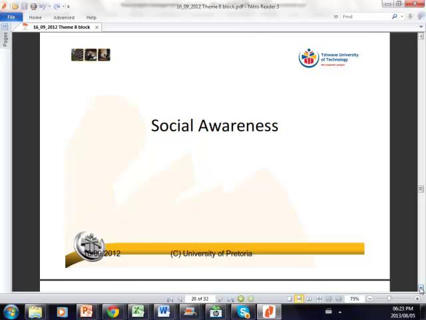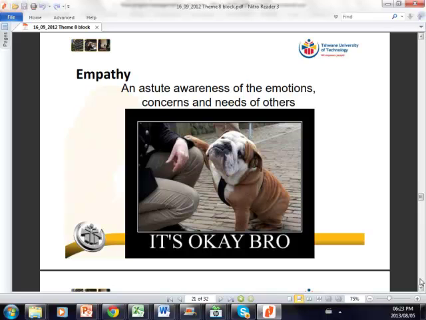But now I go into the real world. And in the real world, there are horrible people. Okay? So now, what am I going to do? Well, I now have to understand those horrible people. So the first thing is social awareness. So the first competence there, and again it's a dog, empathy is an astute awareness of the emotions, concerns, and needs of others.